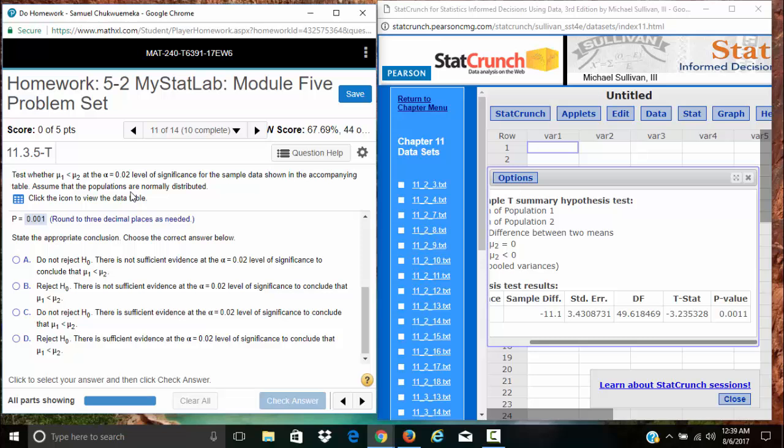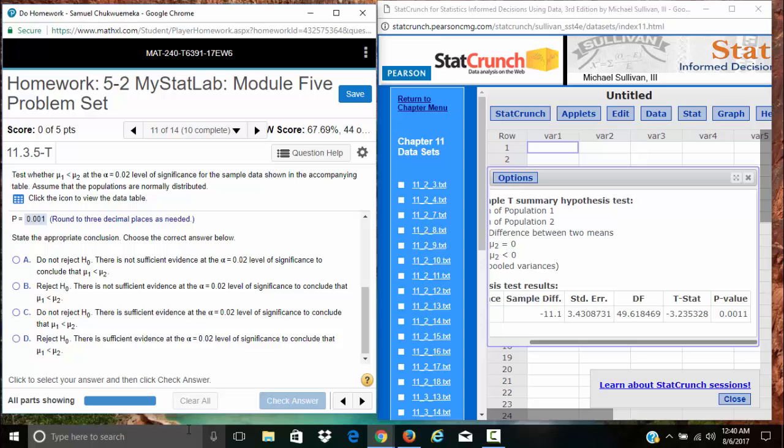Because if the p-value is less than or equal to the level of significance, reject the null. Reject the null. So we are looking at B and D. Okay, we're looking at B and D.